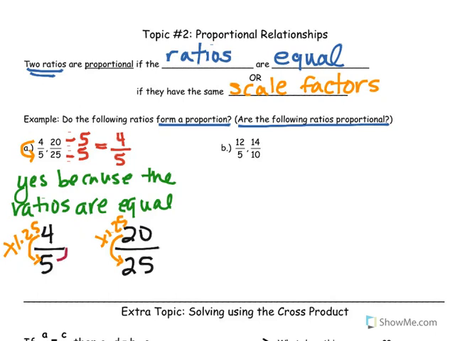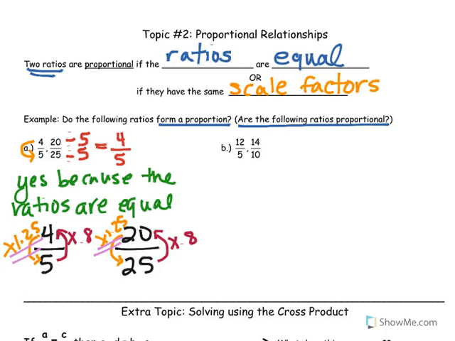Now let's check the other way. If I want to know 5 times what is 4, I'm going to do 4 divided by 5, that's 0.8. And then I'll check the other way. If I want to say 25 times what is 20, I'll do 20 divided by 25, and I get 0.8 as well. Okay? So notice, in both directions, they have the same scale factor. That's another way to show that the ratios are proportional.